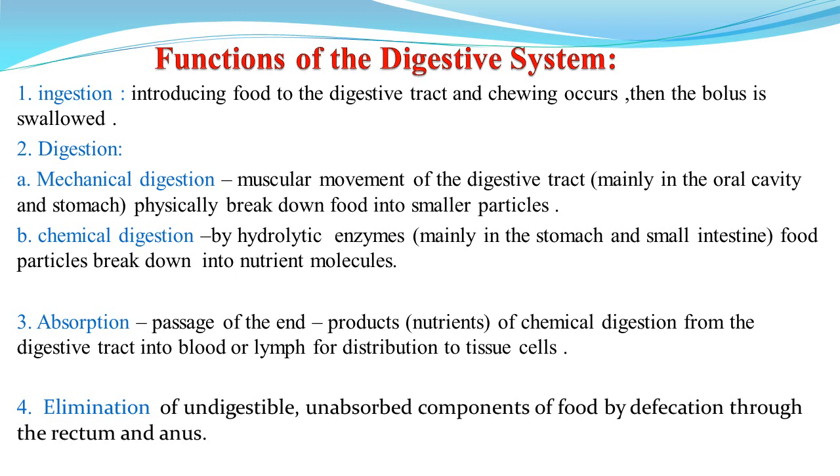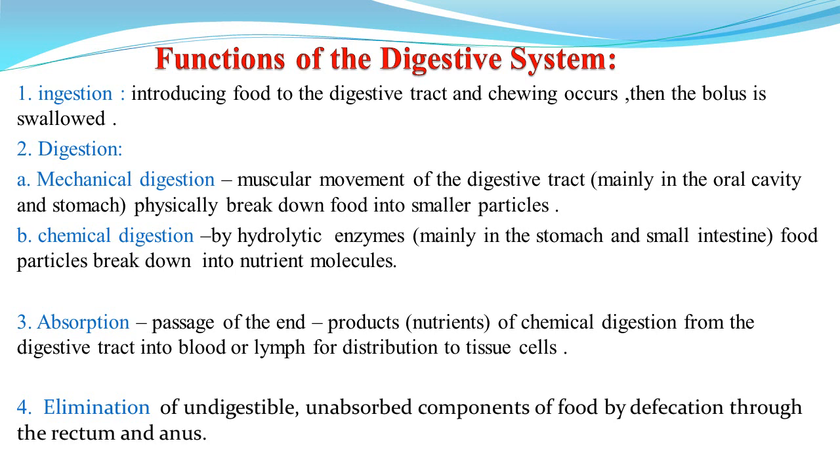According to the mechanical digestion, the muscular movement of the digestive tract mainly occurs in the oral cavity and the stomach. Physically, it means breaking down the food into smaller particles. While the chemical digestion occurs by the action of hydrolytic enzyme, mainly in the stomach and small intestine. The food particles break down into nutrient molecules.